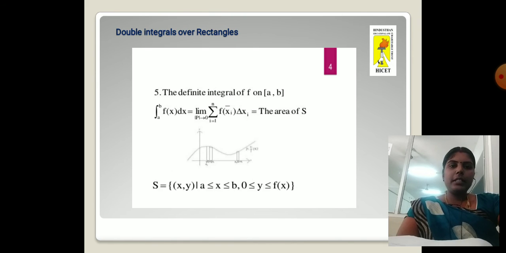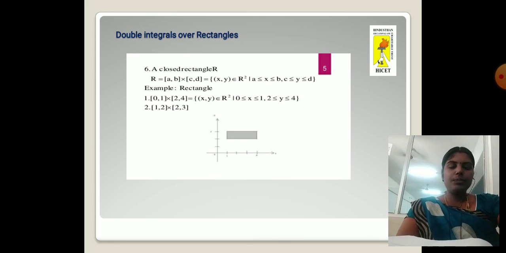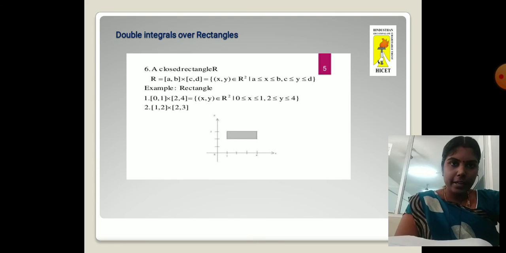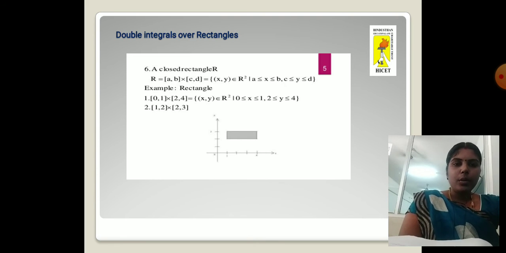Next, the fifth note, the definite integral formula is here: integral a to b of f(x) dx equal to the limit of summation i varies from 1 to n of f(xi bar) into del xi. This is equal to the area of S. Therefore, S equal to {(x, y) such that x is between a and b, y is between 0 and f(x)}. Next the sixth one, a closed rectangle R equal to [a, b] cross [c, d] equal to {(x, y) belongs to R square, and x is between a and b, y is between c and d}. See the examples.